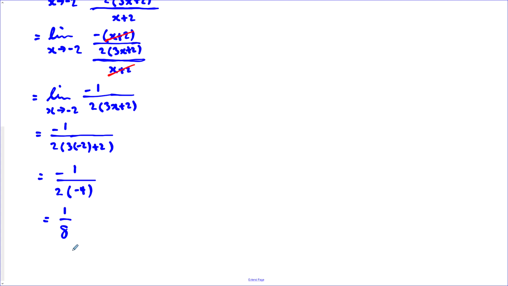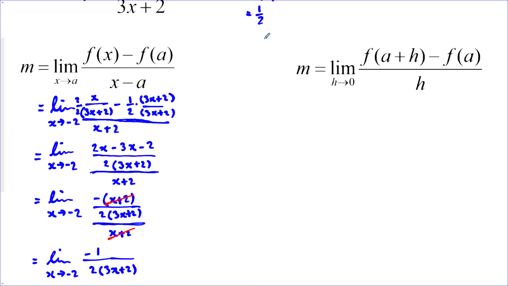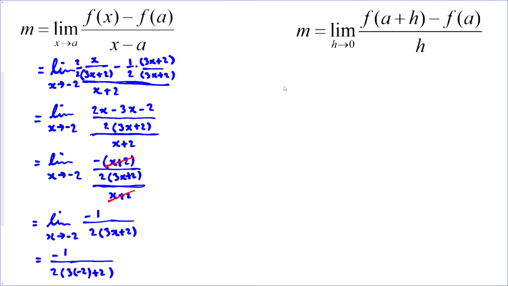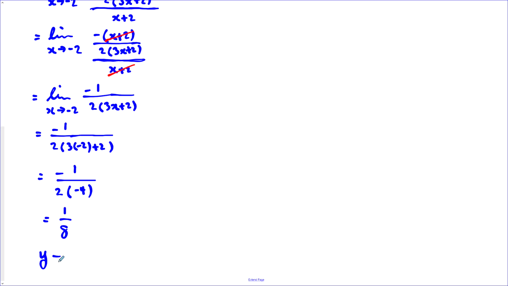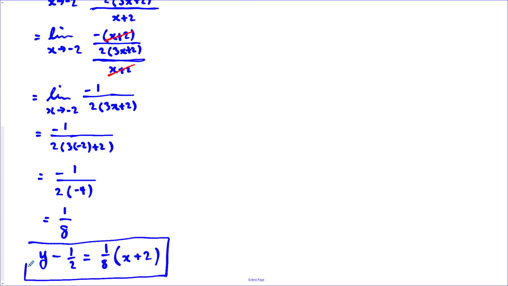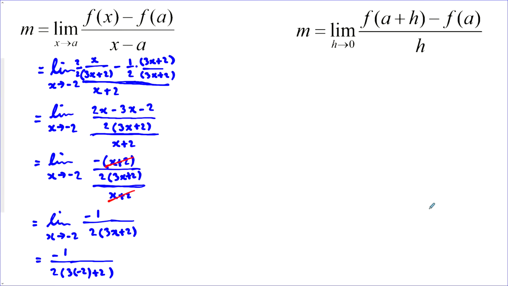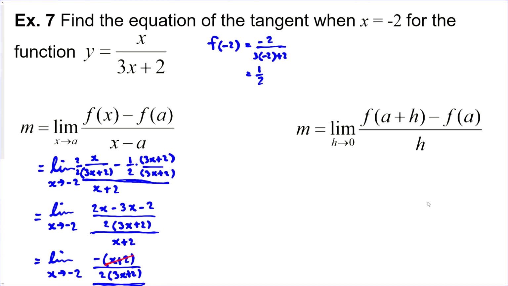Now, it did want the equation of the tangent, so I'd be doing y minus, and the y value was 1/2, and the x value was negative 2. So y minus 1/2 equals the slope times x minus negative 2 would be like this. So there's the equation in slope point form. Now let's try this question again using formula 2.